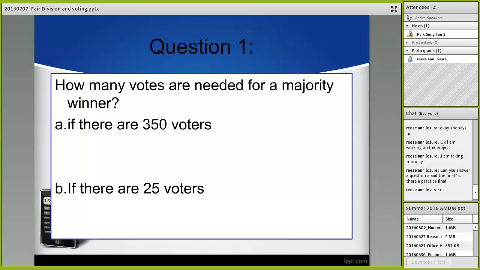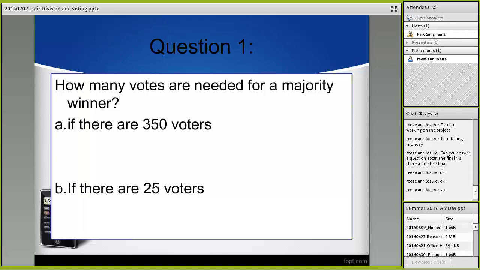So ready to do some practice? Any more questions about the final? No? Yes? Okay. All right. Let's work on these questions. These are similar to the quiz that you will see for voting methods and Fair Division.